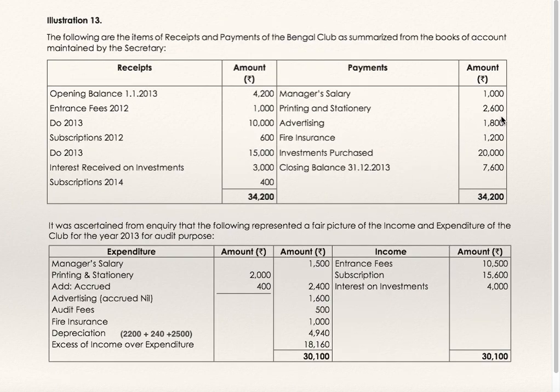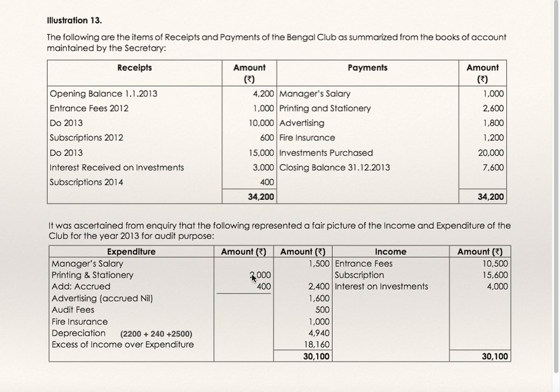Printing and stationery, they have paid 2,600. Current year's printing and stationery is 2,400. 400 is outstanding. 2,000 they have paid, 400 is outstanding. The 400 outstanding will come on the closing balance sheet liability side.